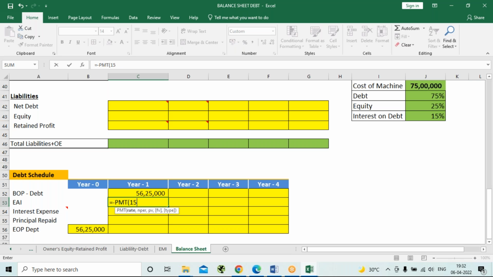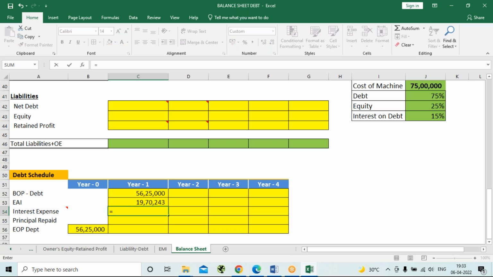So the rate is 15%, comma, NPER value is totally 4 years, comma, present value is 56,25,000, comma 0, comma 0, close the bracket, enter. So this is going to be the EMI for year 1, and it remains the same for all the years.